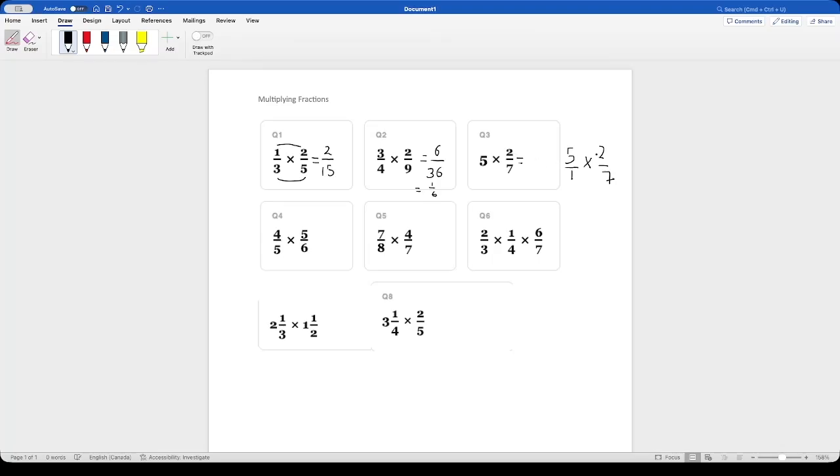So we do 5 times 2, that's going to give us 10. And then we're going to do 1 times 7, and that's going to give us 7. All right? And that would be that. Now, if you need to convert it for school into a mixed number, we ask ourselves, how many times does 7 go into 10? 1 time. So we write a big 1. And then how much is left over? 3. So we write 3 over 7. And that would be our mixed number answer.